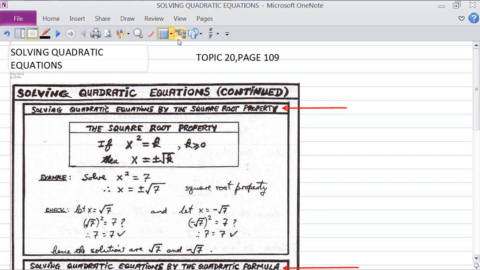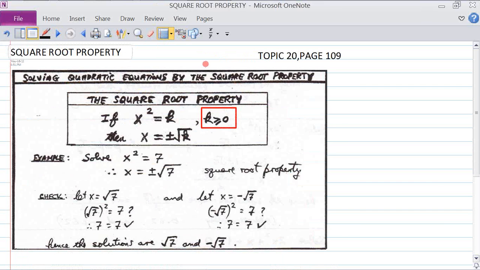So let's get started. First of all, solving quadratic equations by the square root property. If x squared equals k, some sort of a number, k must be greater than or equal to 0, because otherwise we can't solve it. We can't take the square root of a negative number and get a real number solution. So if x squared equals k, then x equals plus or minus the square root of k.